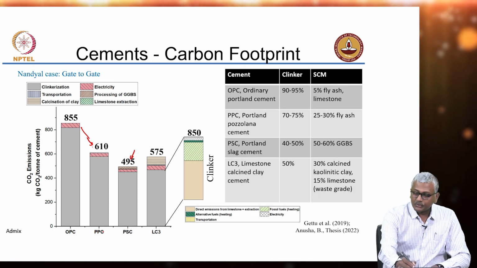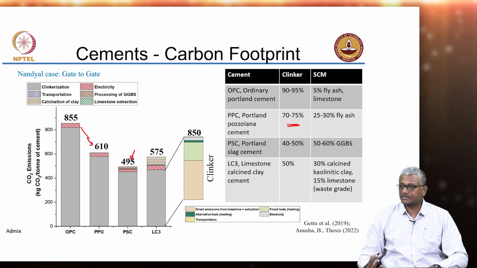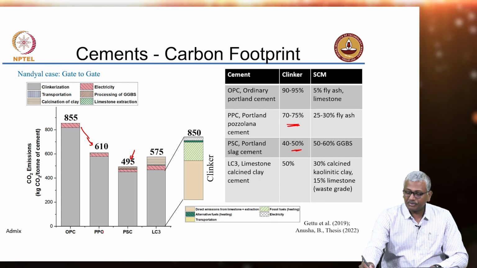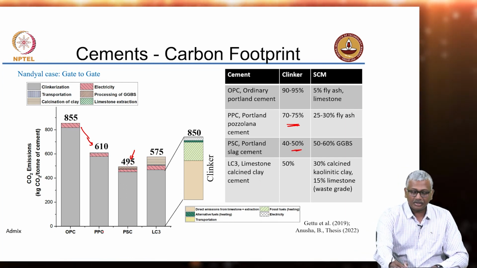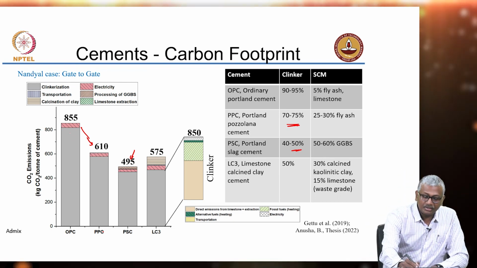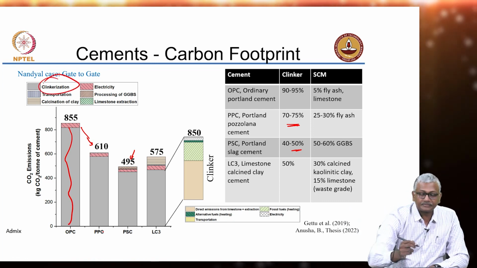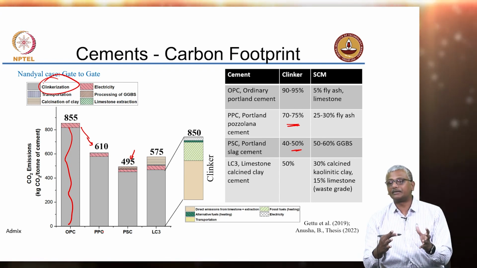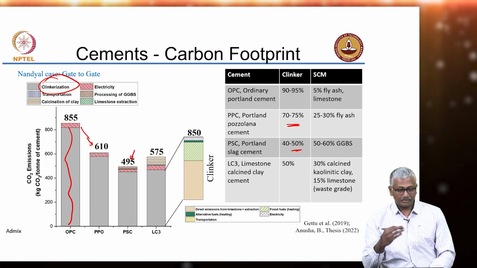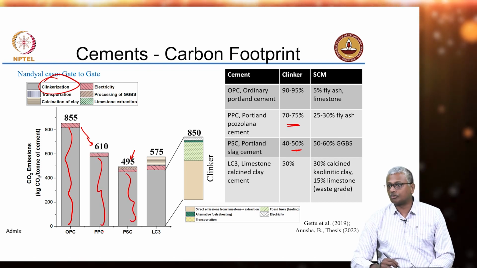Right. In PPC, when we use 30% fly ash, or if you have 70 to 75% clinker, we are coming down from 855 to 610. In slag, which has nearly 50% of GGBS, we are coming down to 495. But what is constant is the fact that the energy is contributed by clinkerization. The formation of cement clinker in the kiln contributes maximum energy in the case of all of these cements, PPC or PSC. Maximum amount of energy is because of the clinkerization of OPC.